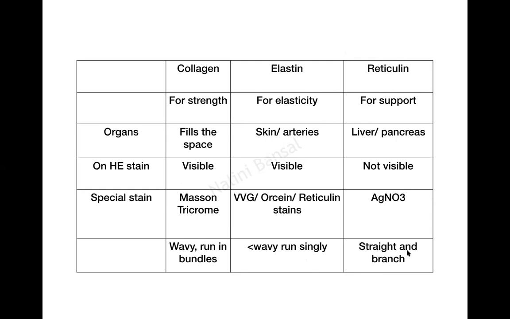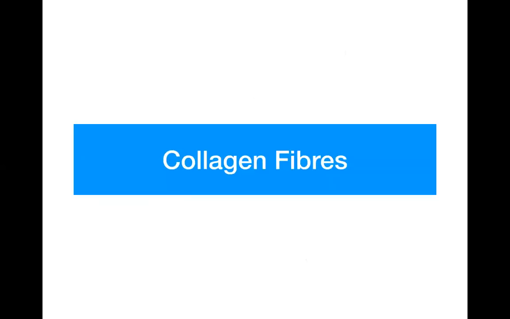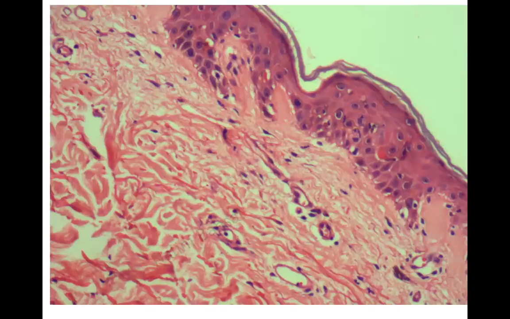So let's see these fibers one by one. The first one are the collagen fibers. So this is a normal skin histology, and if you could see, the entire dermis is composed of these light eosinophilic bands, and these are all the collagen fibers. And there are different types of collagen fibers, but the commonest one that is to be seen is type 1 collagen.